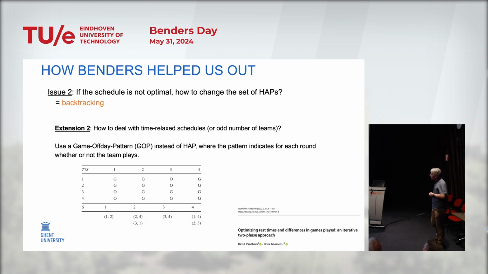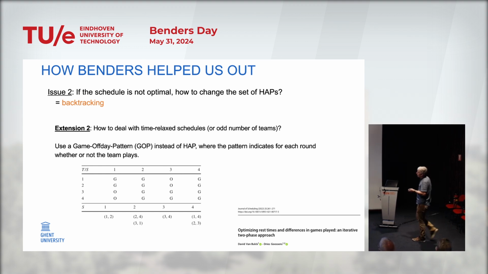Okay, and a second extension is how to deal with these time-relaxed schedules. These are schedules where you have more rounds than you actually need, and where in some rounds, some teams don't play. They have a bye. Well, in that case, the home-away patterns don't work very well anymore, and we replaced them with a similar idea, the game-off-day pattern, right? Which indicates whether you play a game, with a G, or whether you don't play. You have an off-day, you have an O.